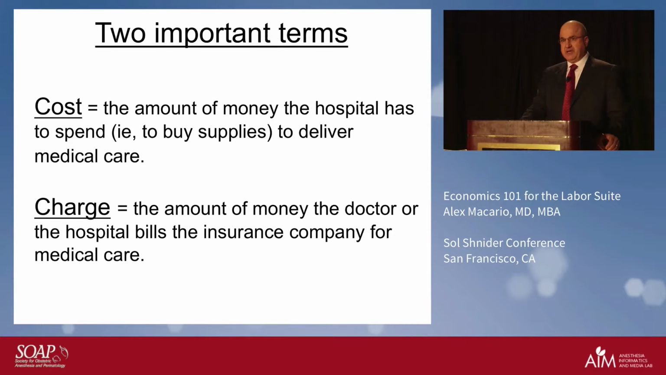Let's repeat this to make sure we're all on the same page. The amount of money that the hospital has to spend to buy supplies and to pay the staff to deliver medical care is the cost. What was shown on that website are the charges that the patient's going to get billed when they go home. And that's the amount of money the doctor or the hospital bills the insurance company for medical care.